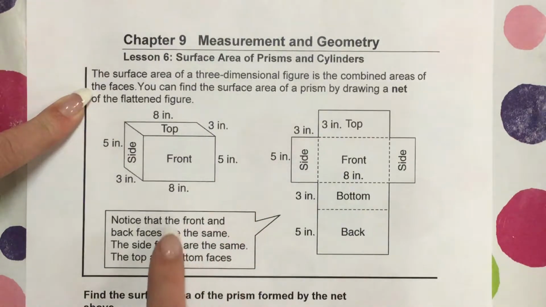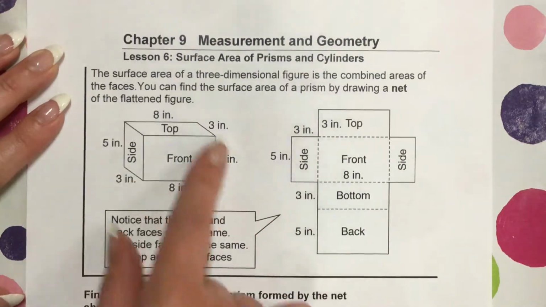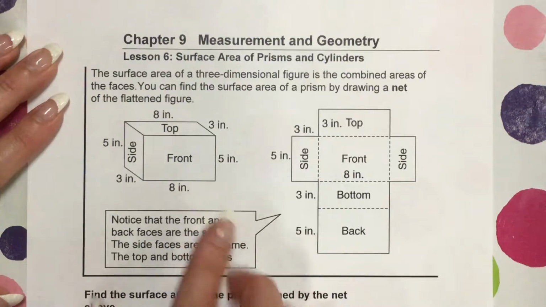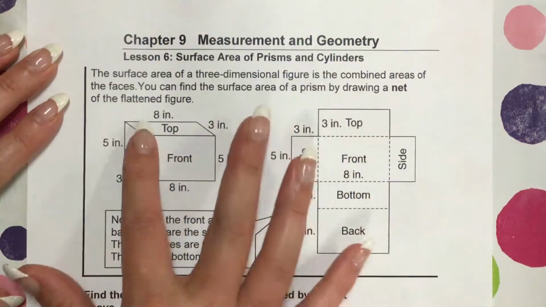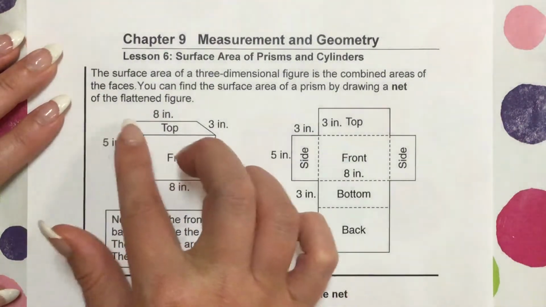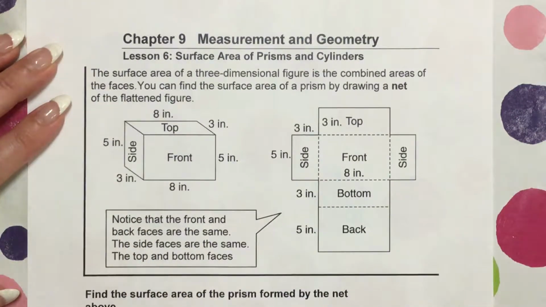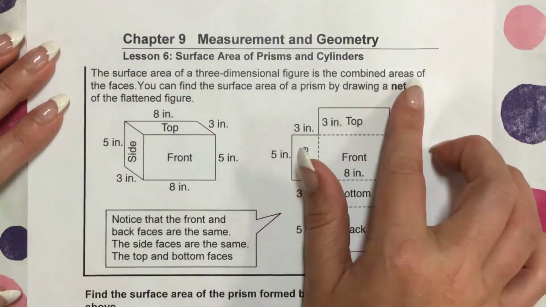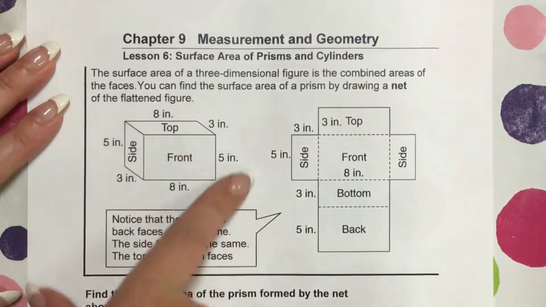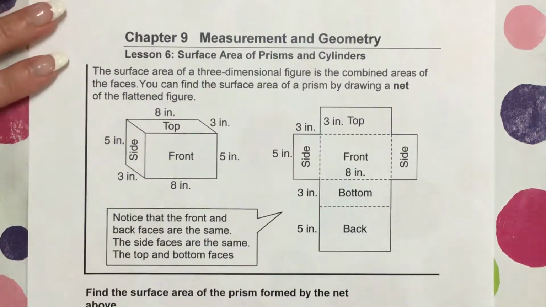Now a face is referring to each side, it's just the face of the figure. So here we have a rectangular prism. This front side of the rectangular prism is called a face. The top side is called a face, and the side is also called a face. When it says faces, that's what it's referring to. So all the combined areas of all the faces, that's what the surface area is. The area of the outside of the entire three-dimensional shape.